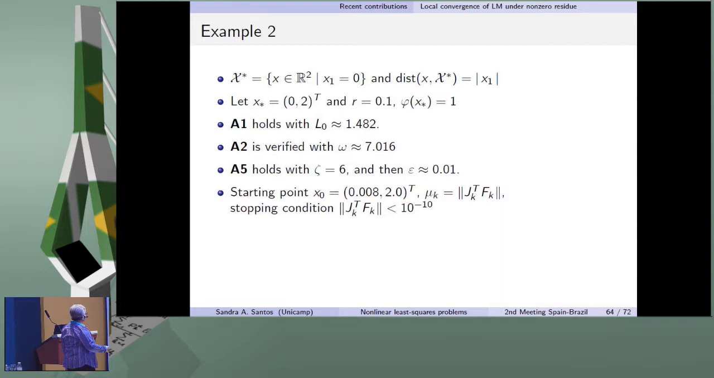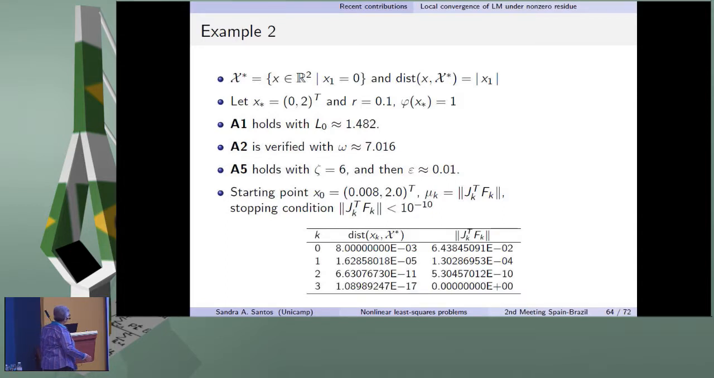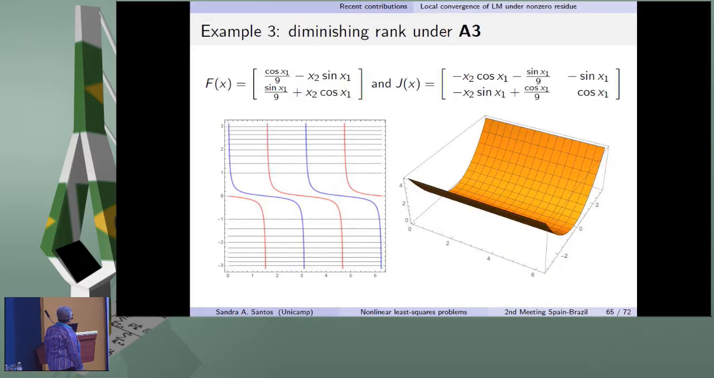So we have the expression for the stationary points, the distance. This is the point, the size of the neighborhood. Again, A5 holds. These are the values of the constants. And we also had quadratic convergence. And in our third example, the rank is diminishing as well.